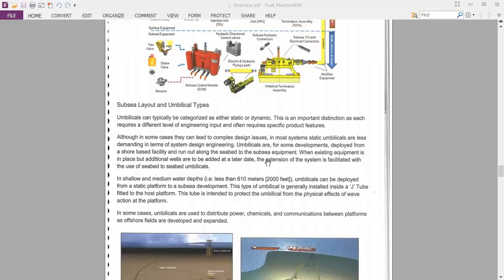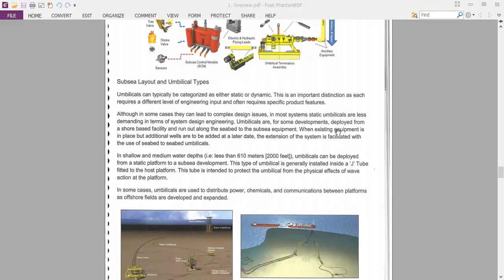And it says here that although in many cases they can lead to complex design concerns, in most cases, static umbilicals are less demanding in terms of their system design as compared to dynamic umbilicals. All right? So you can deploy them from a shore-based facility and run out along the seabed with subsea equipment when existing equipment is in place. All right?